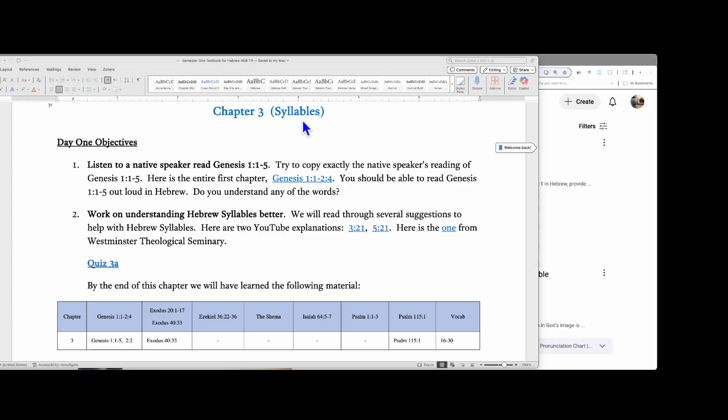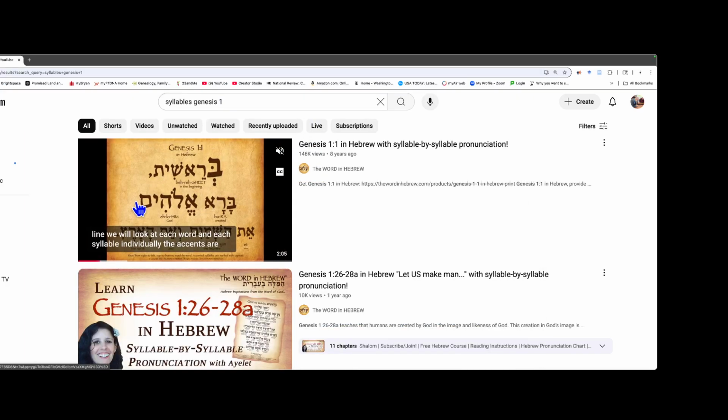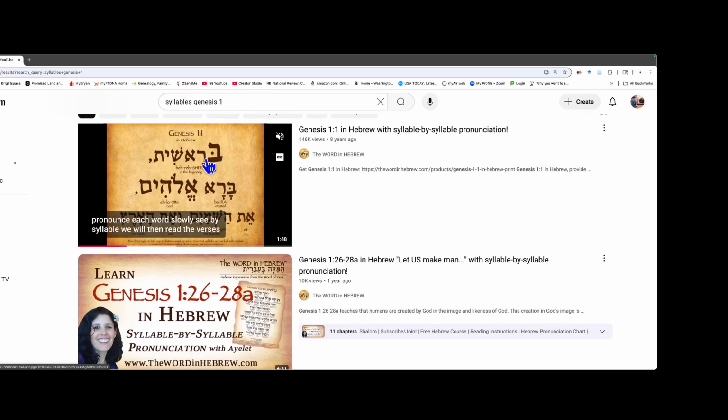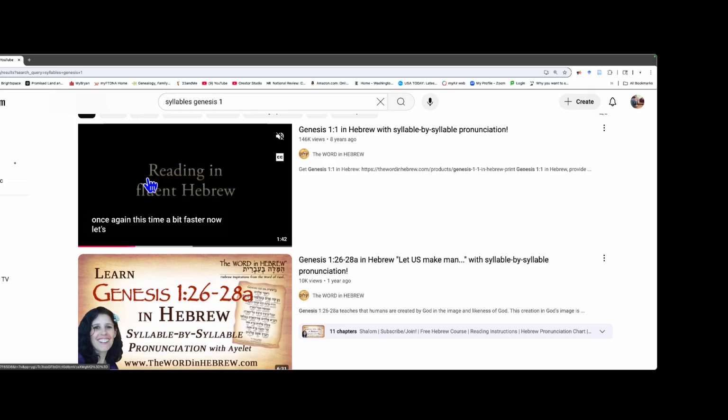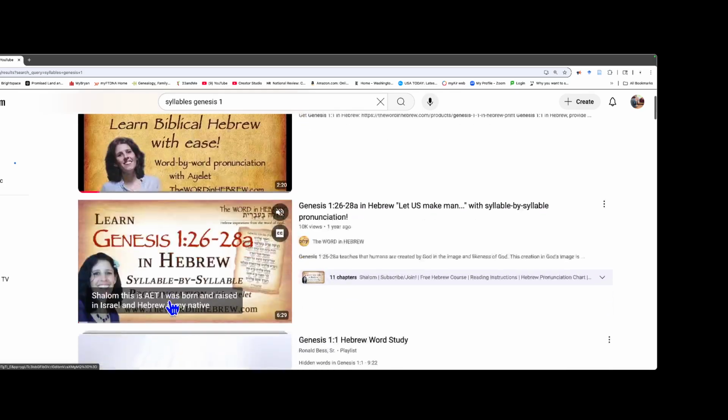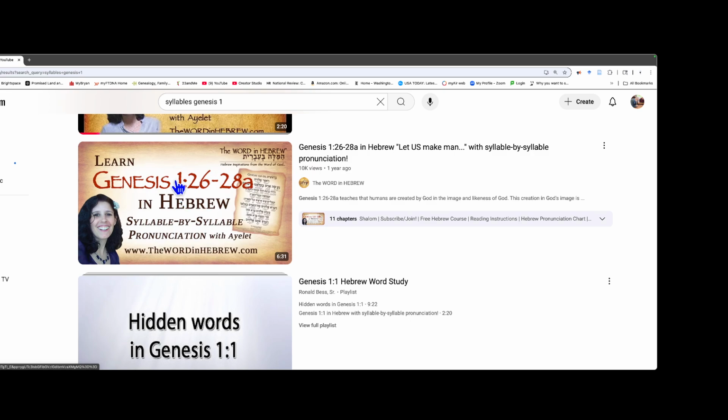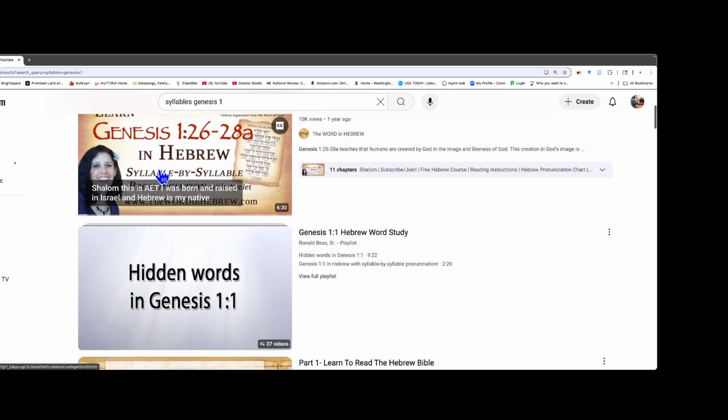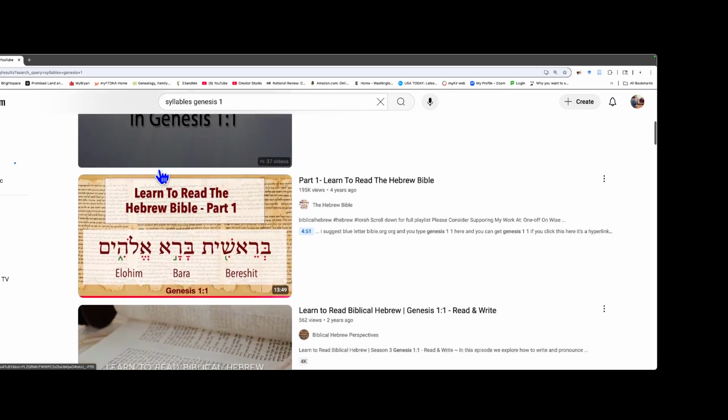Now, I want to give you a resource. If you haven't run across this yet, the word in Hebrew, I think this lady's name is Ayelet. She is a native speaker. She does a great job. Simple rules. I would give her a look in terms of that. And she actually sells these products, and I bought more than one of them. It's fantastic. And so, several things, syllable by syllable, reinforce what you've read in the textbook.